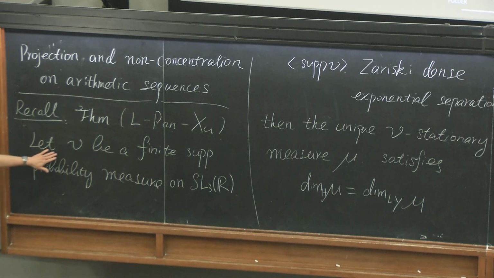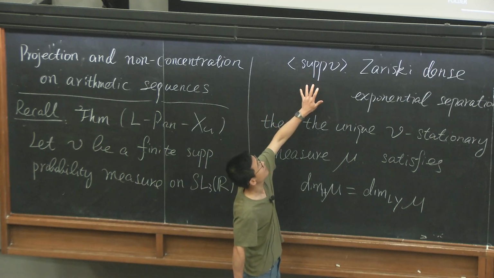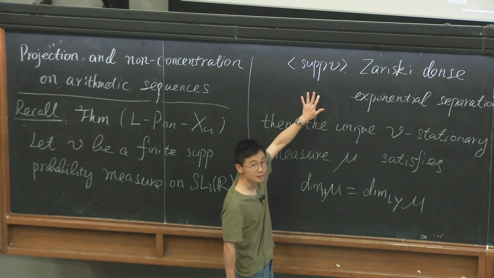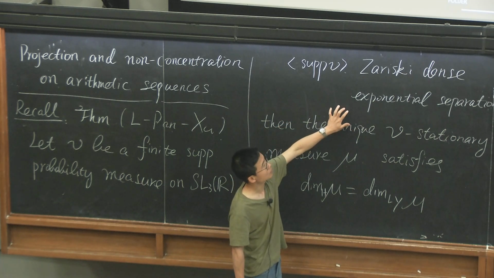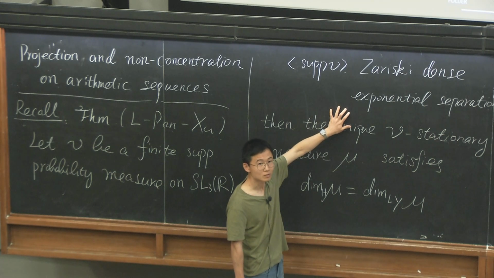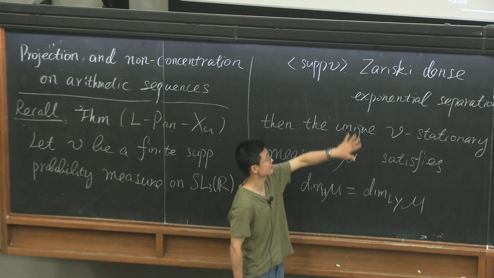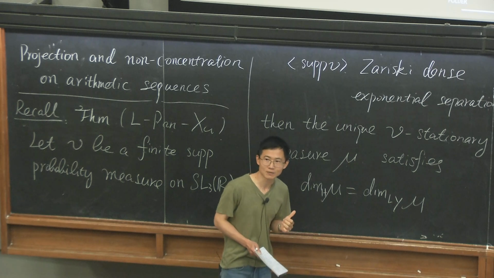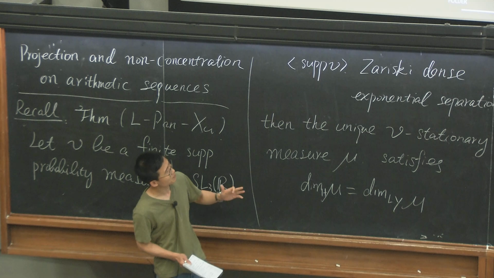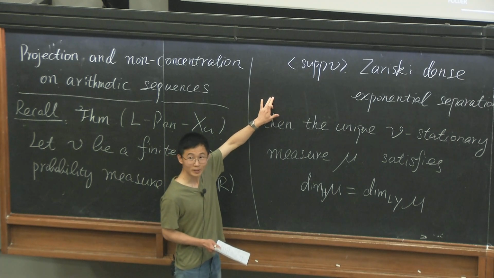So first, we will take a finitely supported probability measure nu on SO(3,R), such that the group generated by the support of nu is a Zariski dense subgroup in SO(3,R). And moreover, this subgroup satisfies a so-called exponential separation condition. For example, if the group generated is discrete, then it satisfies exponential separation. Yesterday I gave a definition of the exponential separation in the question session. If you want, I can recall it. Otherwise, I will go on.